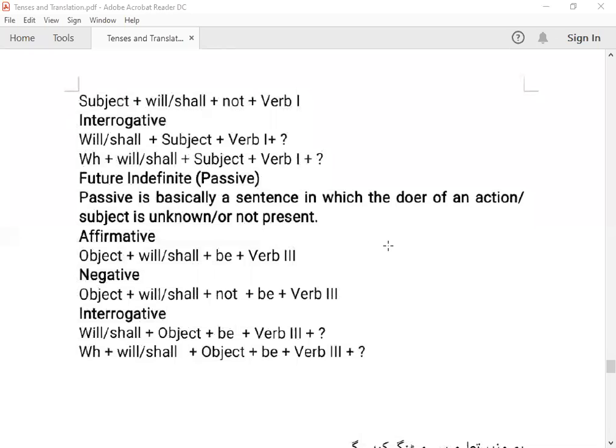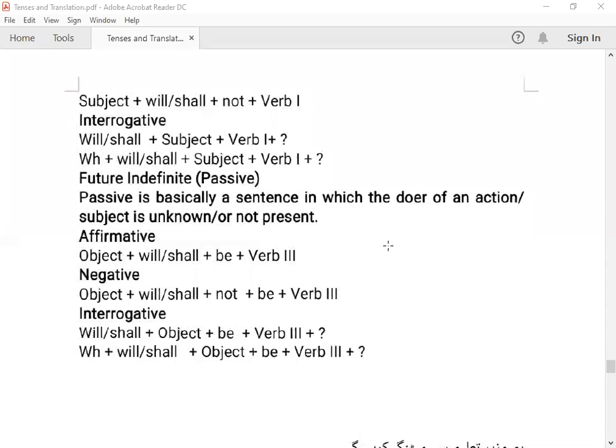So when we are going to form the passive of future indefinite, we form object plus will or shall, that is modal, and then we come towards be. Be is used for making the passive form of the verb, and then we put the third form of the verb. Then we go towards negative: we have to put not immediately after the modal, that is will or shall. And then interrogative: will or shall plus object plus be, and then third form of the verb.